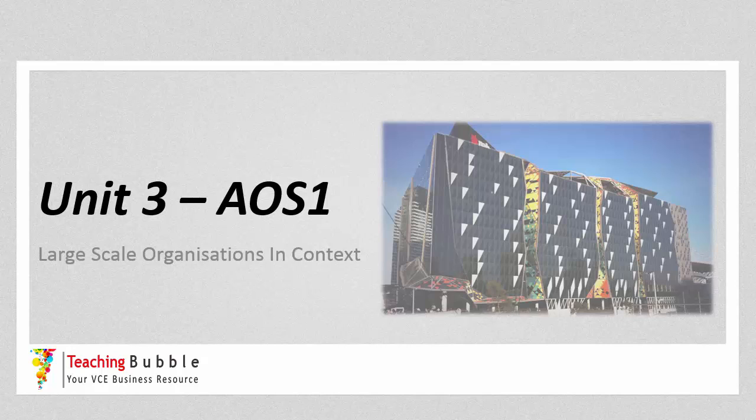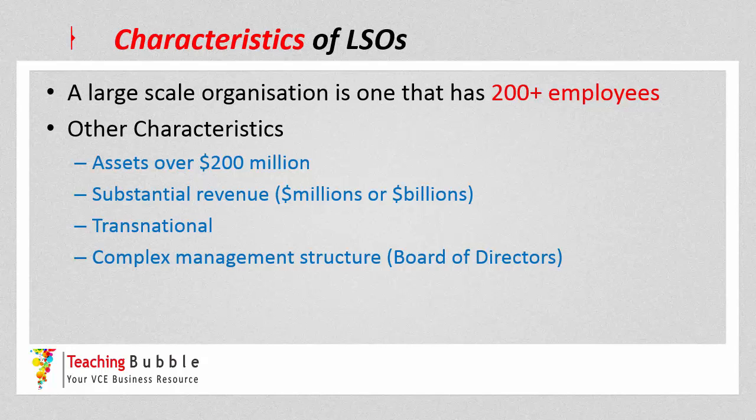It's important to note, if you weren't aware already, that Unit 3 and 4 only looks at large-scale organisations. So it's important, firstly, to identify or define what one is. A large organisation is one that has 200 or more employees. That's our number one rule, and that's the thing we look for first and foremost, is how many employees they have. And if they have 200 or more employees, we can class them as a large-scale organisation.